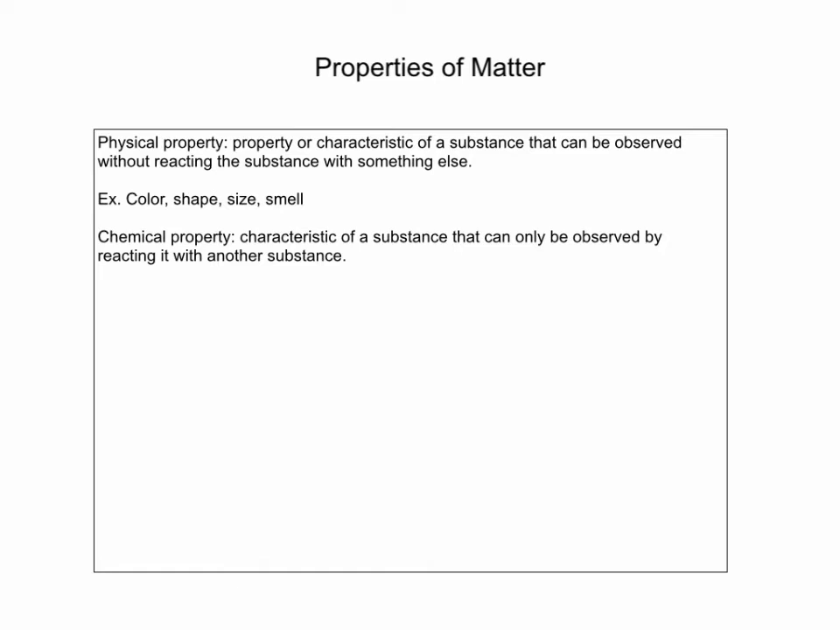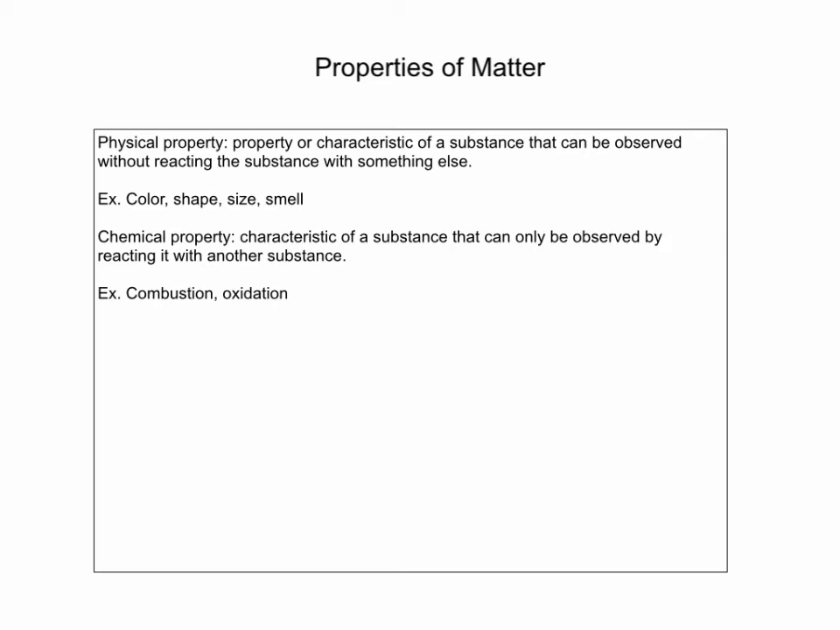Examples of these are properties of combustion or burning and oxidation. A common example of oxidation is the rusting of iron. These are properties that you can only observe if your substance reacts with another substance.